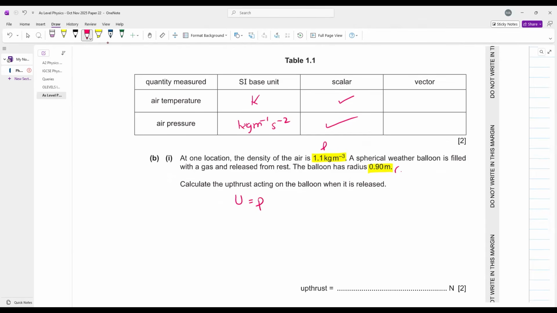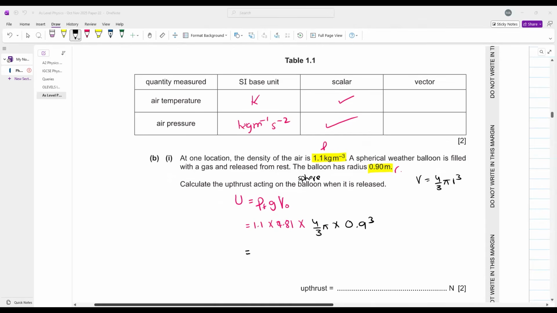How will we find the upthrust? Density of the fluid, gravitational field strength, volume of the object. Density of the fluid is 1.1, gravitational field strength is 9.81. And how will we find the volume of the object? This balloon is a sphere. What is the volume of a sphere? 4 over 3 pi r cube. 4 over 3 pi into r, that is 0.9 cubed. What does your upthrust come out to be? 33 Newton. Simple, easy peasy, nothing complicated.